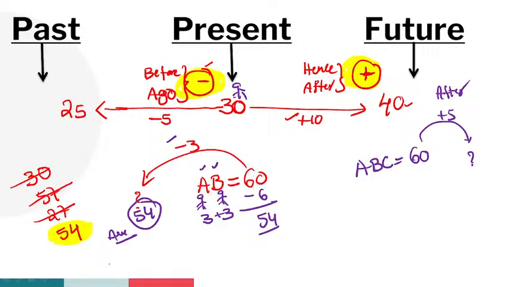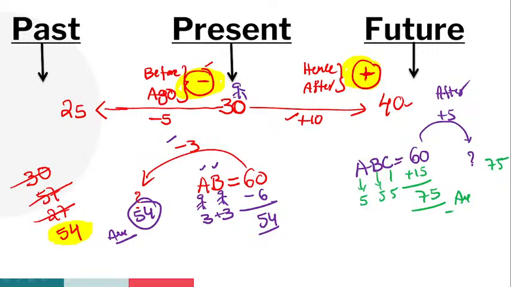A, B, C, the present sum of ages is 60 years. After 5 years, their ages will be, yeah, very good. Somebody saying answer 75. Very good, excellent. So for A 5 years, for B 5 years, for C 5 years. Total how many years increasing? 15 years increasing. 60 plus 15. So 75 is their ages after 5 years. Very good, excellent.